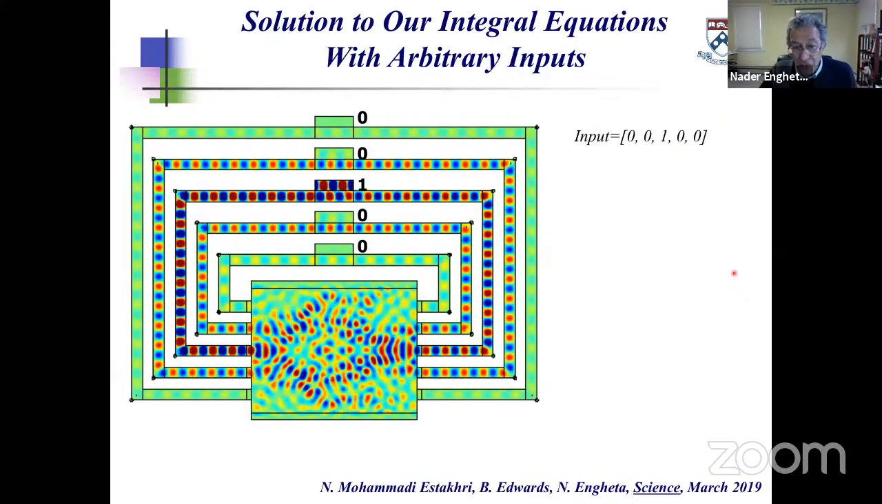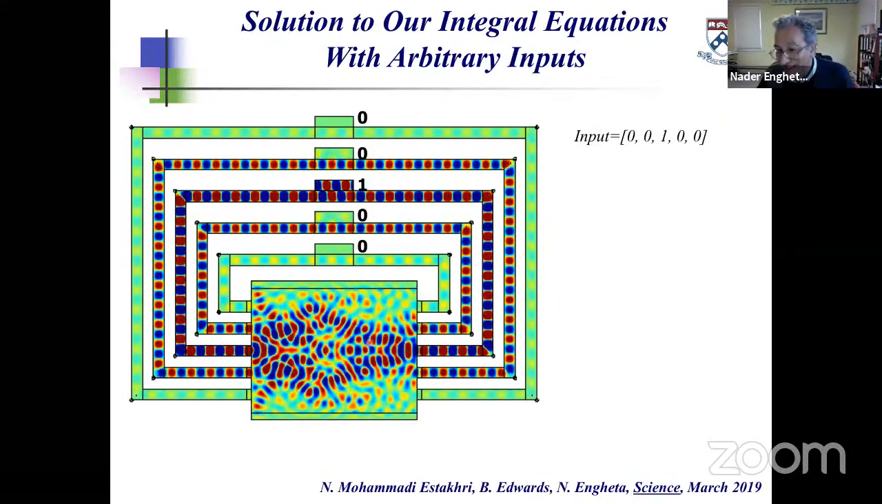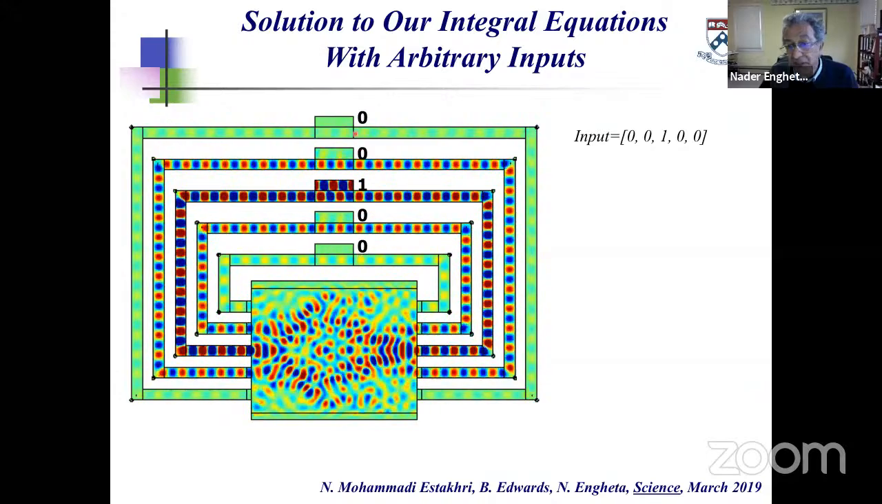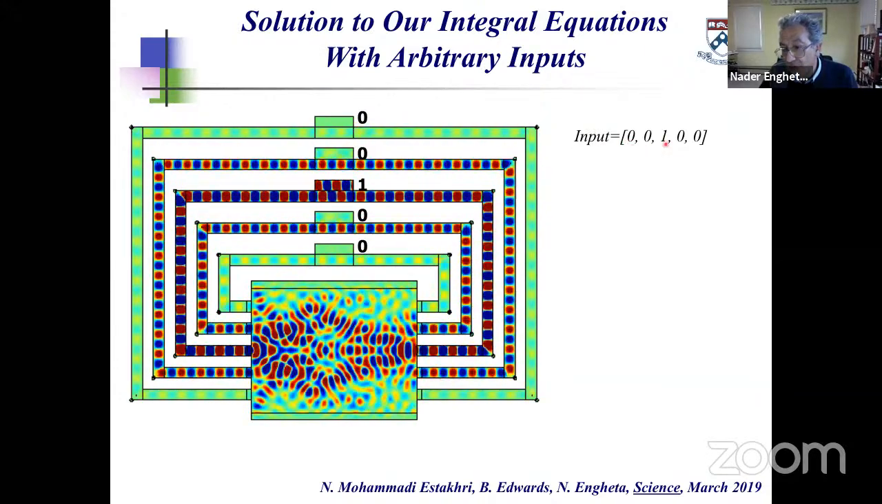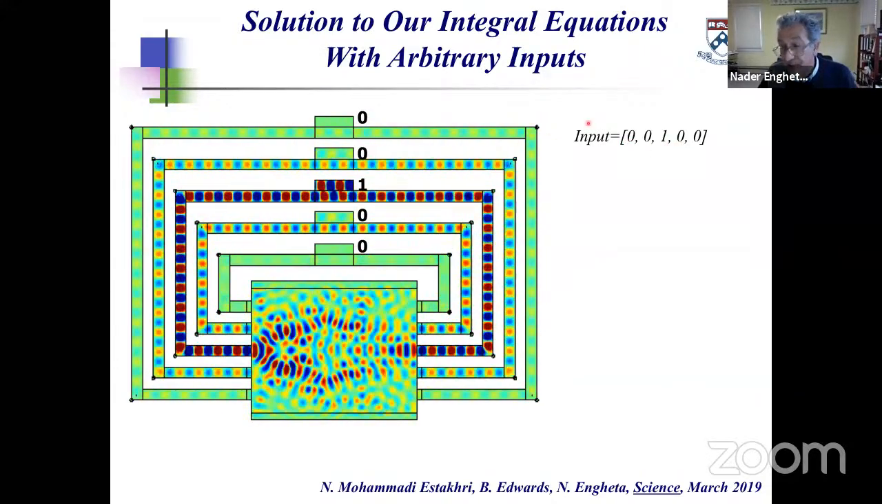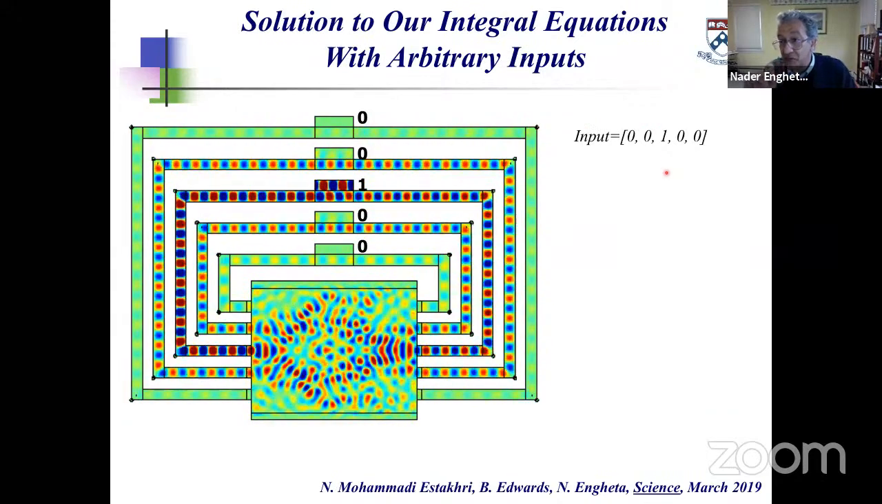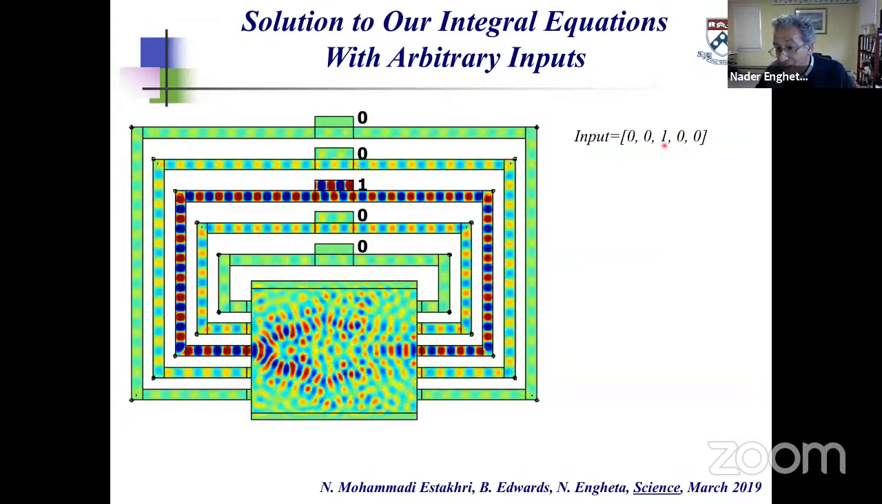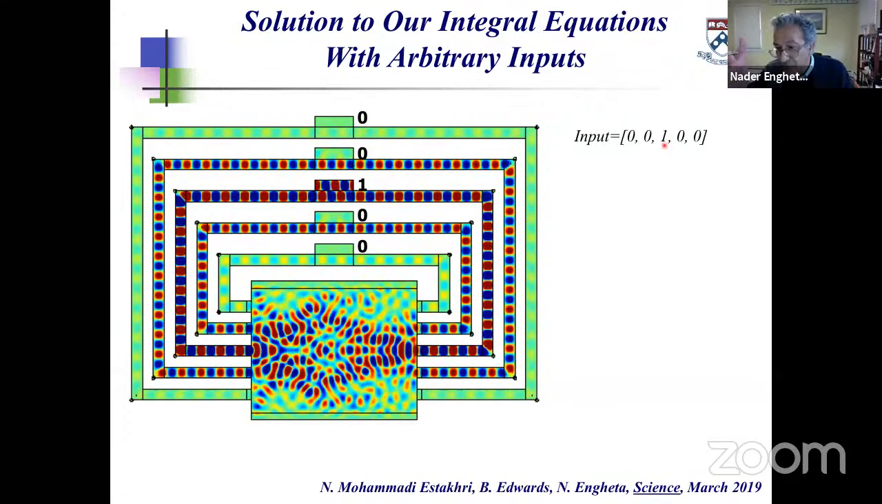So then we decided to put this feedback over here, with the directional coupler that you see over here, and we decided to have some arbitrary input. We decided the input to be 00100. By the way, this is not a digital input. The reason we show it as 00100 is just to show that these two and these two are not excited, and this is excited by a monochromatic wave with amplitude 1.